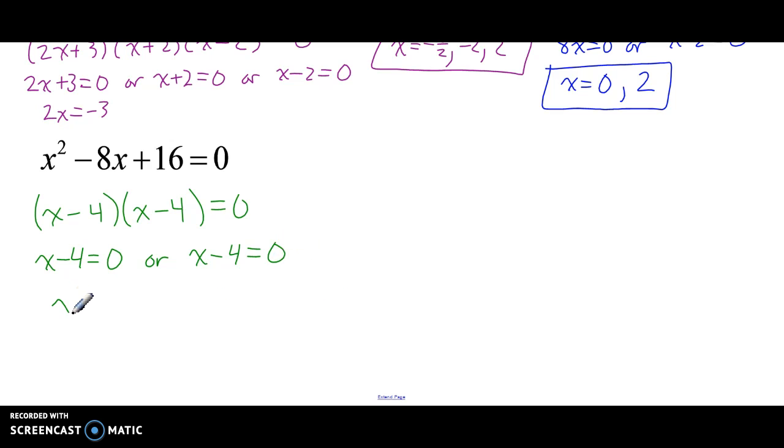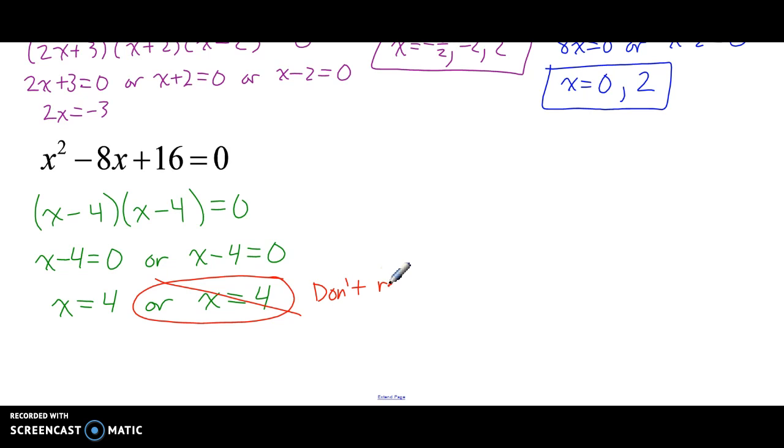And then I'll say, okay, that means the answer is either x equals 4, or, on the other hand, maybe x equals 4 instead. And that's obviously silly. Why would you say that x equals 4 twice? Why would you repeat yourself? So this part here is a complete waste. Don't say the same thing twice. Don't repeat yourself. If x equals 4 is a possible answer, then x equals 4 is a possible answer. You don't have to say it multiple times.